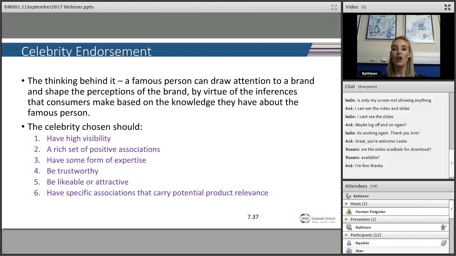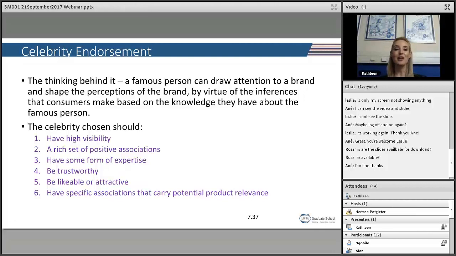The main concept behind a celebrity endorsement is that the celebrity is going to draw attention to your brand, and that they are going to shape the way that the customer perceives the brand. So it's important that we choose the correct celebrity. Otherwise, the way that the brand is shaped or the perception attached is not going to be appropriate to our target market. So we have 6 criteria that we are going to use when we choose a celebrity endorser.